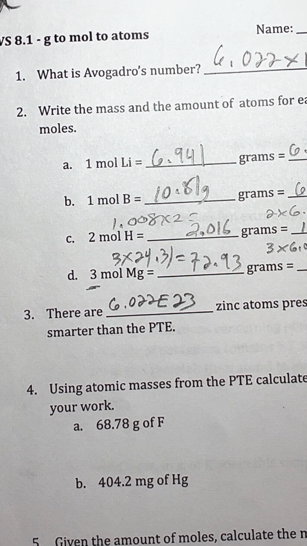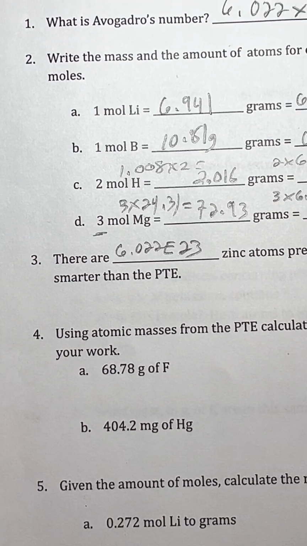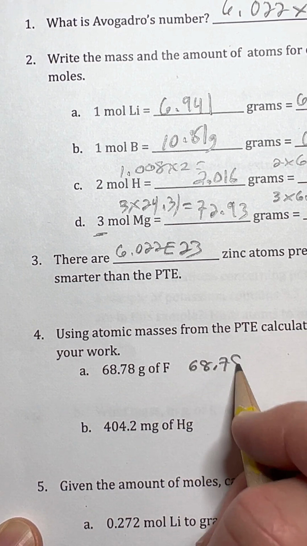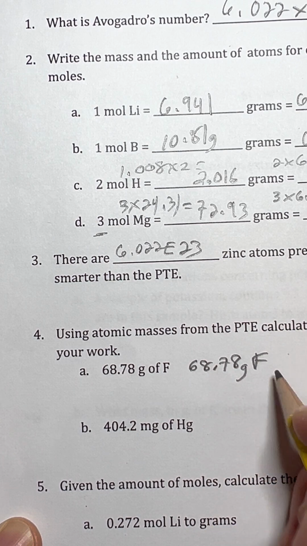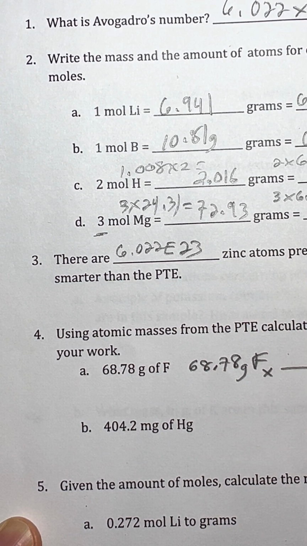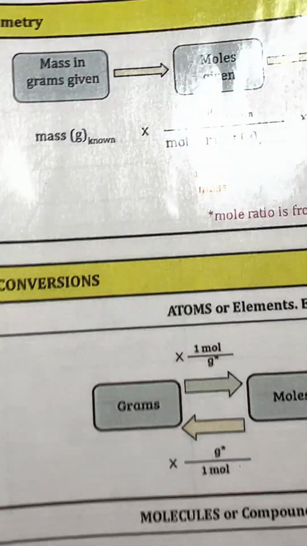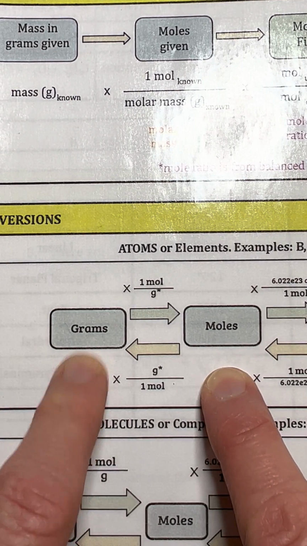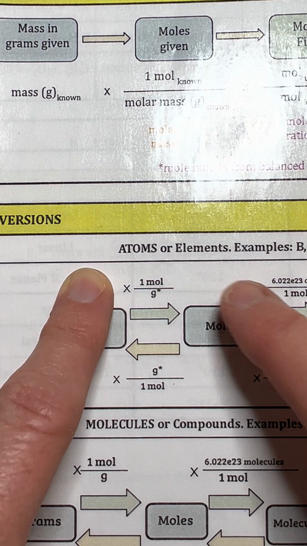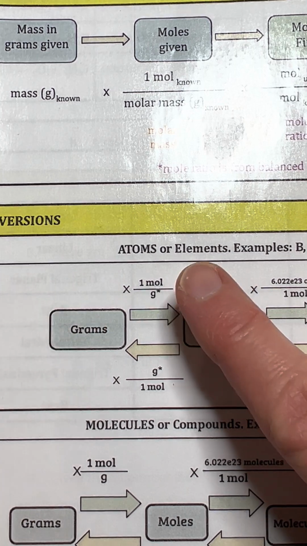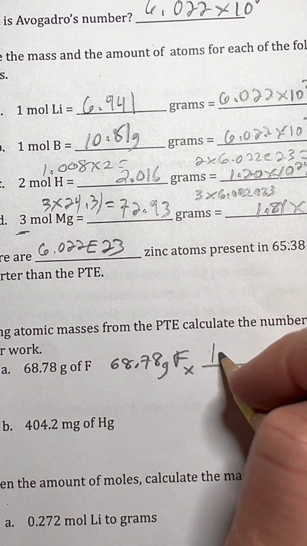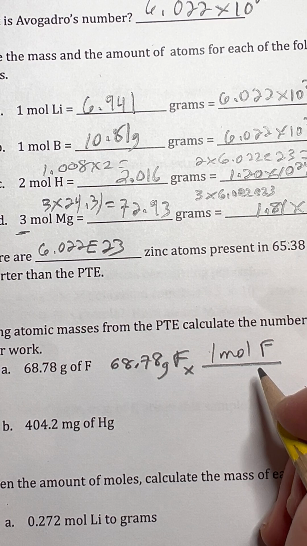So I can write railroad tracks, or I can write little fractions. I'll do a little bit of both so you can see both ways. So we could take 68.78 grams of fluorine, and to get from grams to moles, again, we could go back to this chart. We are just going from grams to moles, so given grams, we would write that up there. We multiply by 1 mole, and then we divide by grams. That grams is from the periodic table of the elements, the PTE. So 1 mole of fluorine has so many grams.